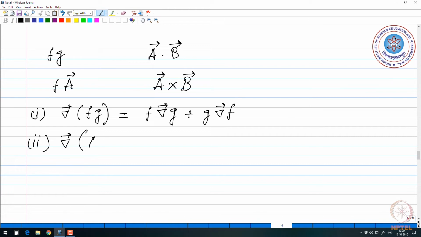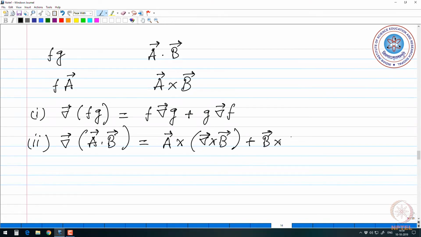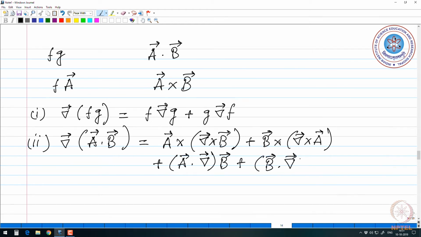And the gradient of the dot product of two vectors is given as A cross the curl of B plus B cross the curl of A plus A dot del B plus B dot del A. In this context, it is important to understand what things like A dot del are.